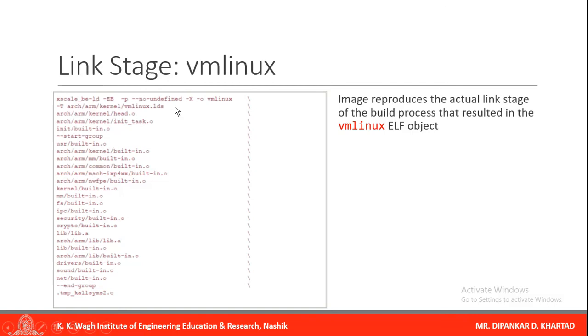This is the command that produces the actual link stage of the build process that resulted in the vmlinux ELF object. It will have head.o, init task object file, and so on. These are all the files. This is the link stage vmlinux.